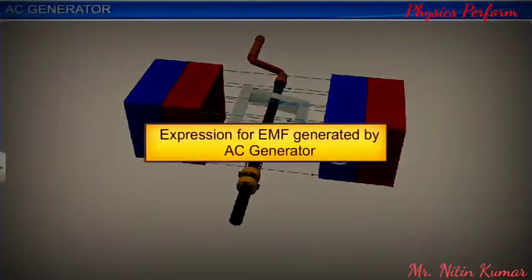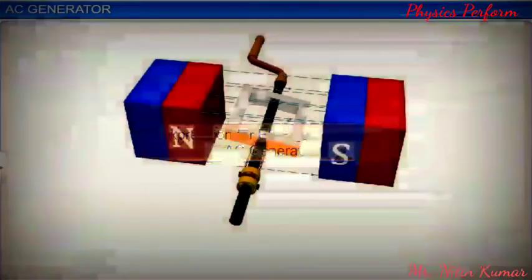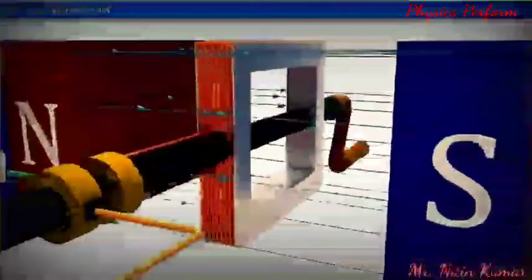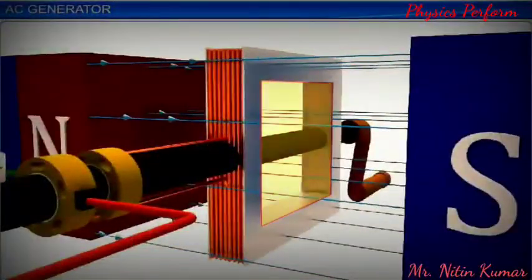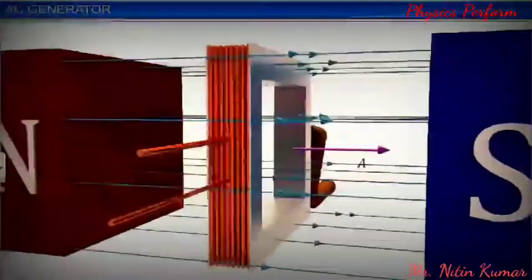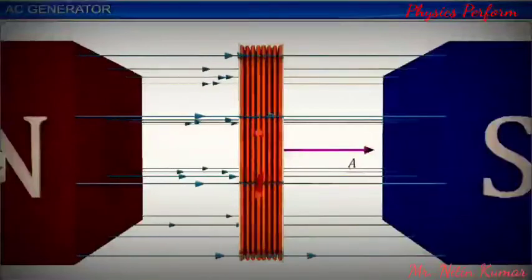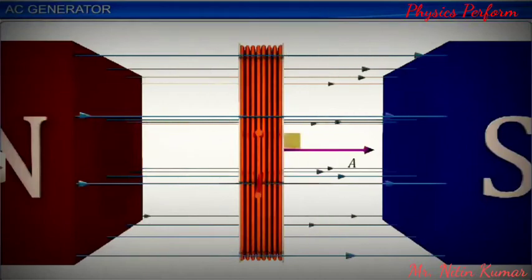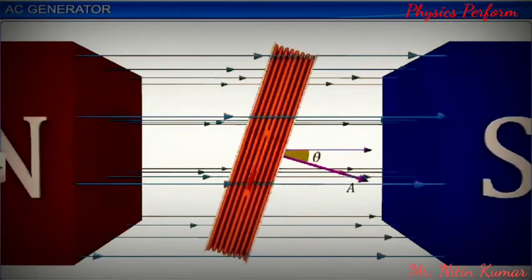Let us now find the expression for the EMF generated by an AC generator. Consider the area vector A for the coil. The area vector is normal to the plane of the coil. Initially, let the area vector lie in the direction of the magnetic field. This implies that the plane of the coil is normal to the direction of the magnetic field. Let theta be the angle between the area vector A and the magnetic field B at a given instant of time t.